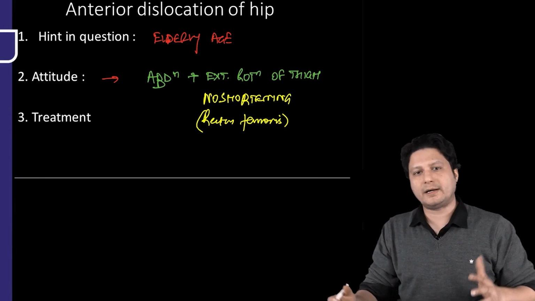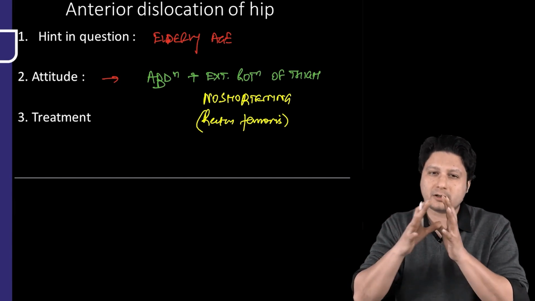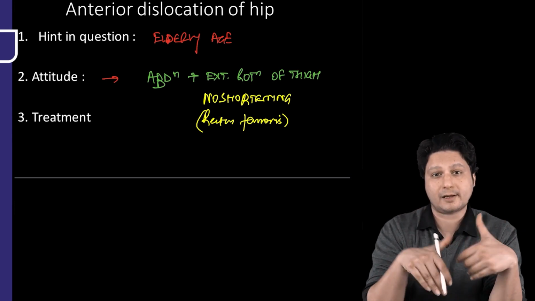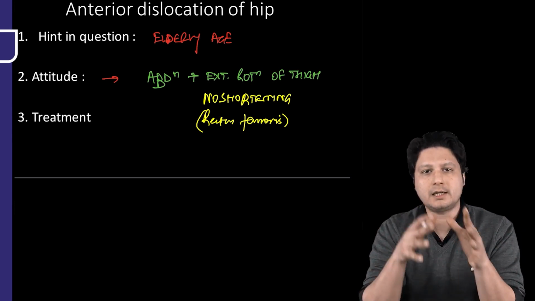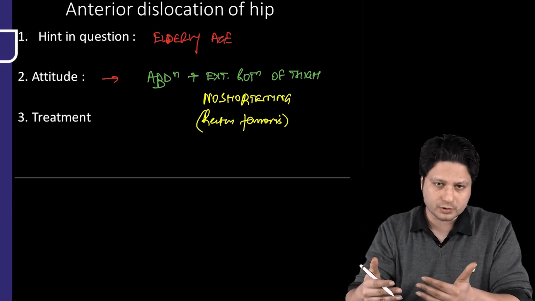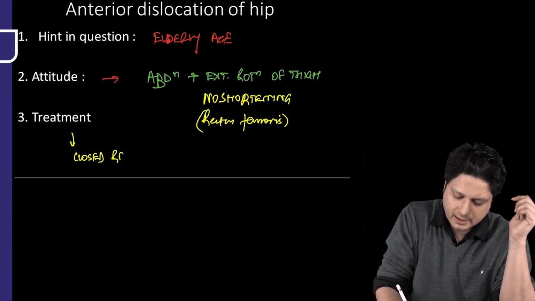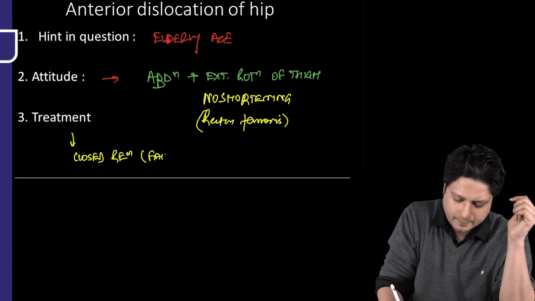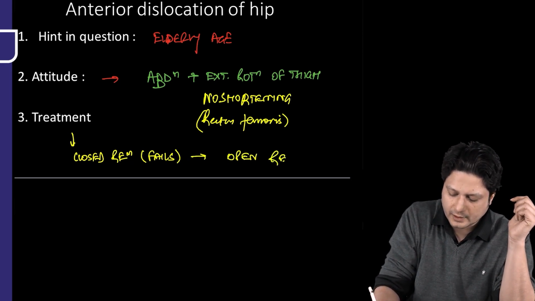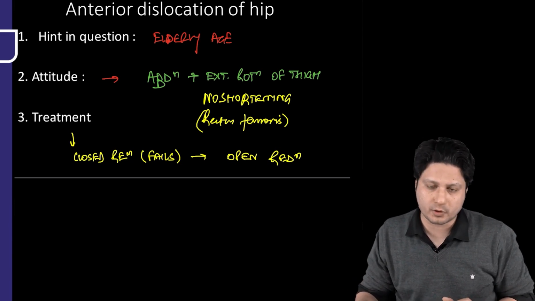Now, as far as management is concerned, again, the closed reduction has to be used, but the possibility of reduction achieved by closed method is lesser in case of anterior dislocation of the hip. So first thing, you will try for closed reduction, but majority of the time this closed reduction fails, then you have to go for open reduction. Majority of the time open reduction is required for anterior dislocation of the hip joint.